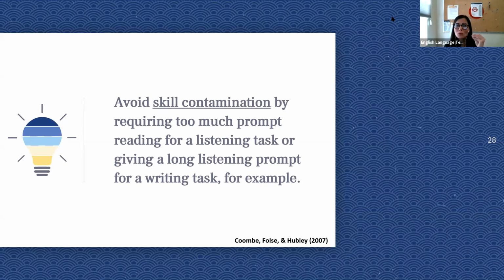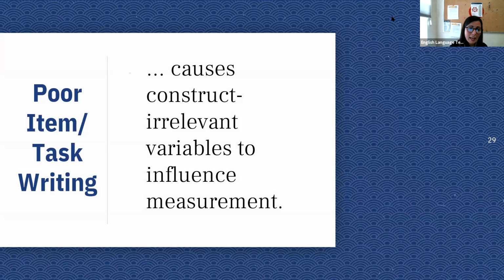We want to get at what students are able to do, and we don't want our instructions, we don't want the language in our stem, we don't want the prompt itself to be an obstacle for the students to show us what they can do, right? So we have to be careful with that. Because poor item and task writing causes construct irrelevant variables to influence measurement, and this is something that we want to avoid, right?